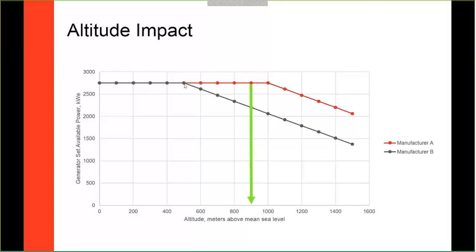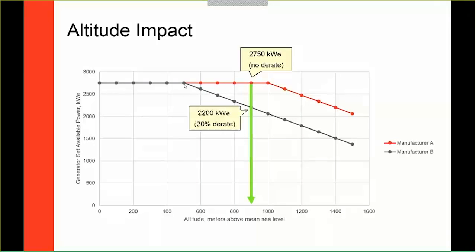What this means is that if your site is at 900 meters above sea level, and you are comparing a product from manufacturer A and manufacturer B, manufacturer A's product is going to have no derate. So if it was a 2,750 kilowatt generator set, it's still going to be rated for 2,750 kilowatts at 900 meters. On the other hand, manufacturer B's product in this case is going to drop to about 2,200 kilowatts, or about 20% loss in power at this site. So again, just make sure that when you're comparing those products that you're receiving the same type of information from both manufacturers.